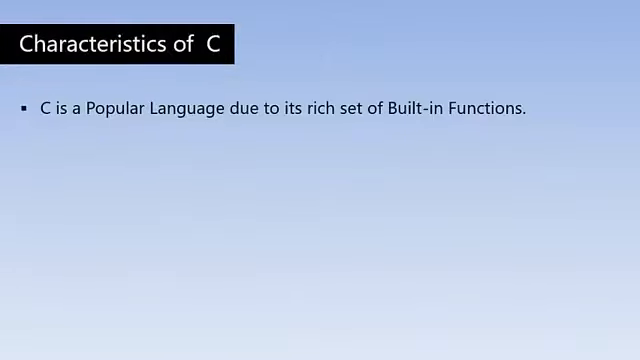Now let us discuss the characteristics of C. C is a popular language due to its rich set of built-in functions. C has a standard library where you can find hundreds of built-in functions. That means you don't need to write programs for every other operation in C. You can just go to the library and get the functions out of there. So we are just going to call the functions in the library and we'll get our work done. So C has a rich set of built-in functions.